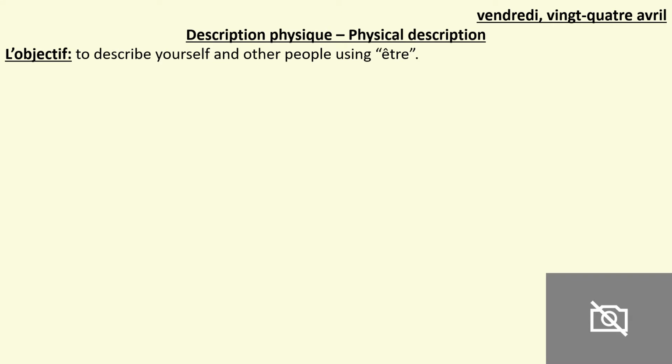Now, as you're familiar with presentation, write the date in the top right-hand corner, vendredi 24 avril, and the title Description physique, physical description, and the objective, l'objectif, to describe yourself and other people using être. Pause now to write those down and underline the date and title.